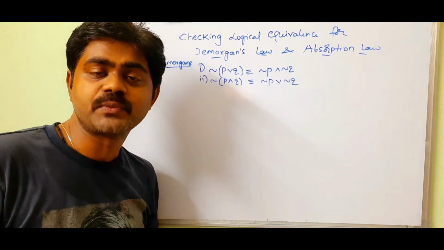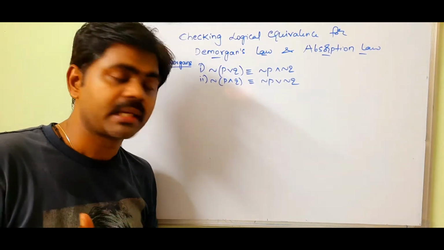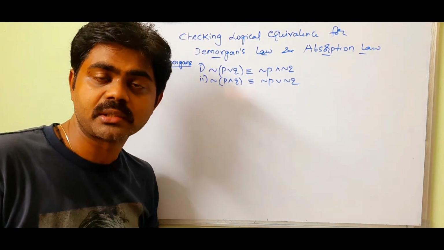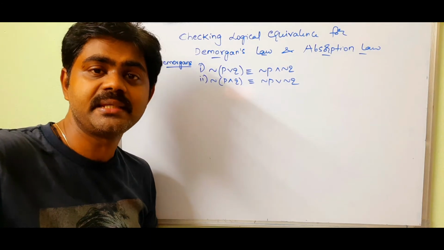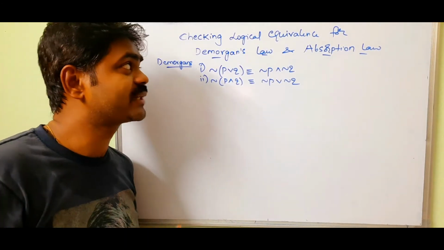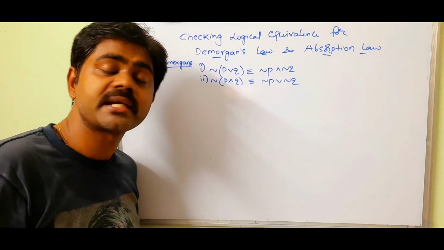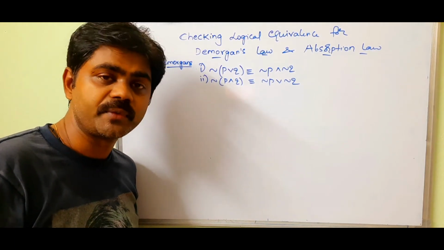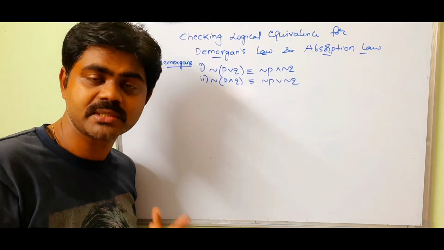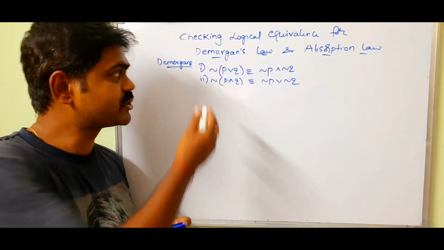So in the previous class we discussed dual laws and the logical identities, whether they follow dual laws or not. So now we'll check logical equivalence for De Morgan's law and absorption law. We have seven logical identity laws: De Morgan's law, associative law, like that. So let us check two.